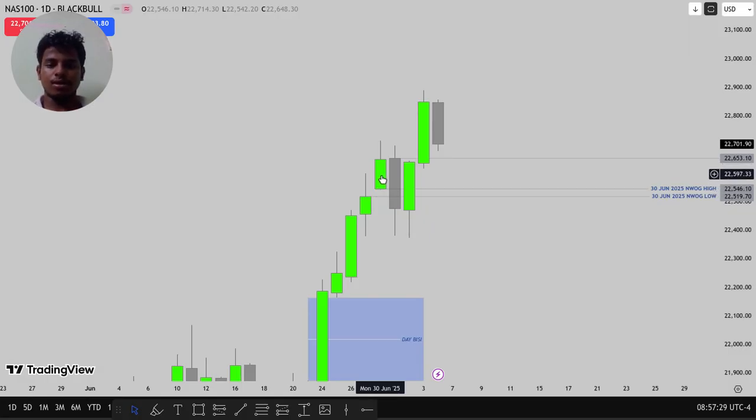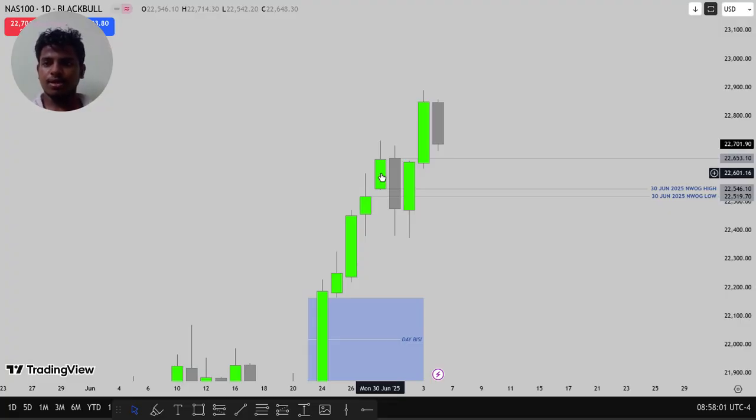This is the 30 June Monday candle for the last week, the opening candle. That's why I marked here 30 June 2025 new week opening highs and lows respectively, and this candle cleared the all-time high in Nasdaq.